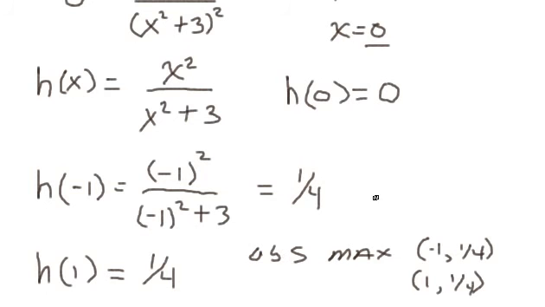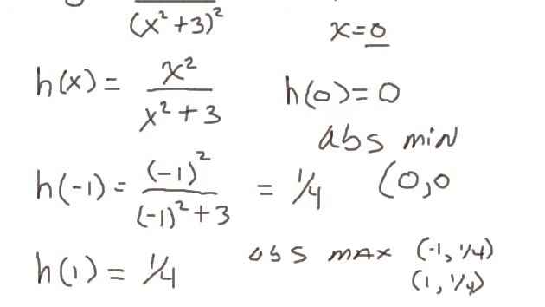Right, so I'm just going to write that up here, running out of room. Absolute min, okay, is occurring at 0, 0. And of course we could see that when we looked back at that graph. Alright, I hope that's not too sloppy, and I hope I didn't go too fast for you.